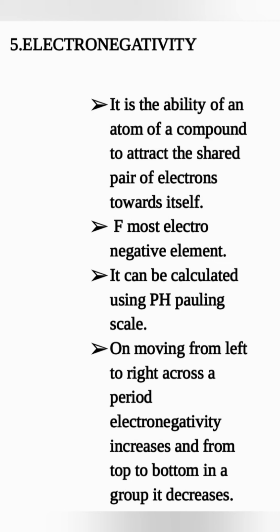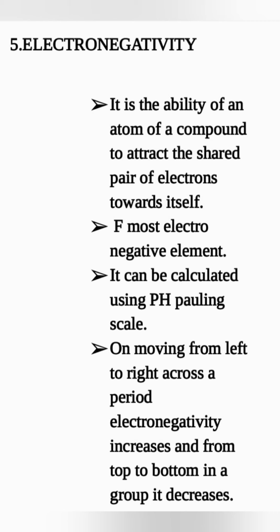And Linus Pauling has given a scale which is known as the Pauling scale. According to that, fluorine is the most electronegative element, with a Pauling scale value equal to 4. Fluorine is the most electronegative element, and this can be measured using the Pauling scale. We can make use of that Pauling scale to measure electronegativity.